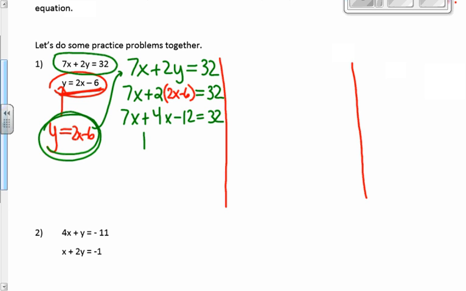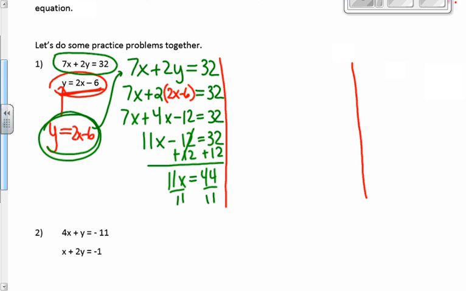And if you look at this problem, suddenly you only have one variable. You only have x's in the problem. So then you can just go ahead and solve for x. You get 11x equals 44. You divide by 11, and you get x equals 4. So now we actually know what x equals.